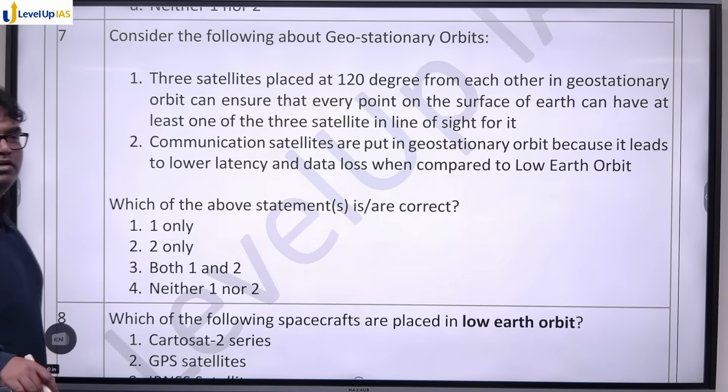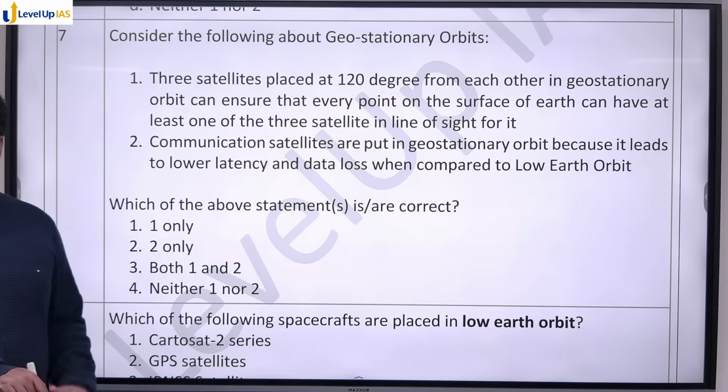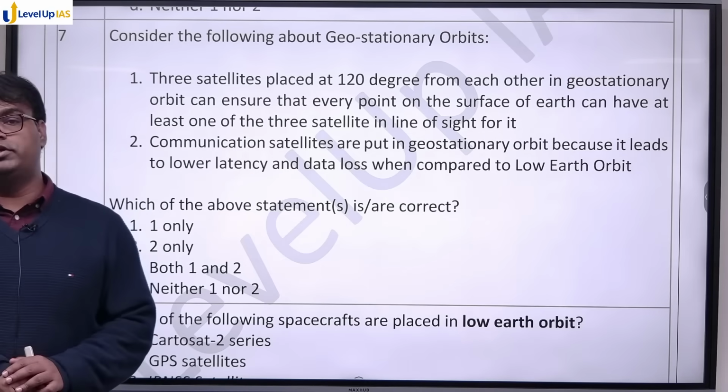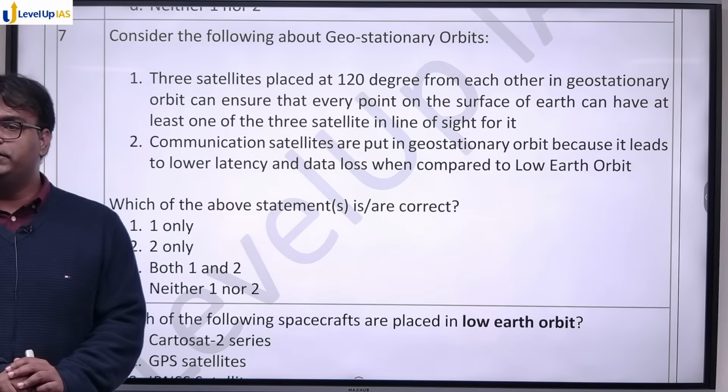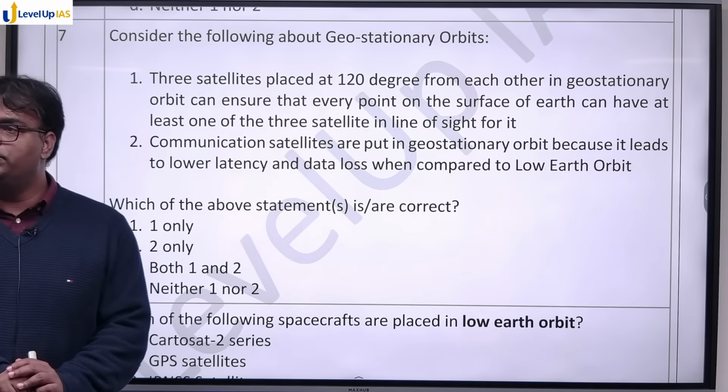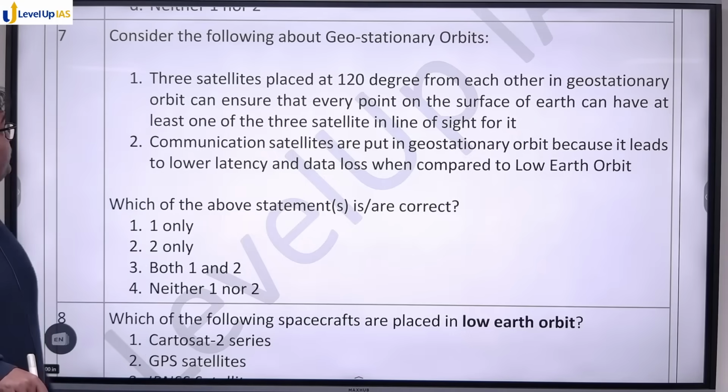दोनों गलत है ना? One is also wrong because not every point, poles are not covered by geostationary orbit. Right? एवरी पॉइंट थोड़ा ध्यान देना चाहिए था कि is every point actually getting covered. Poles are not covered by geostationary satellites, right? So in 7th both are wrong. Answer is D. Fine. Revision हो गया.